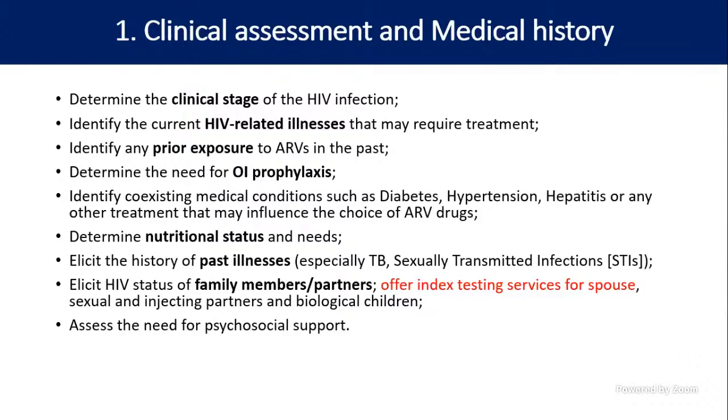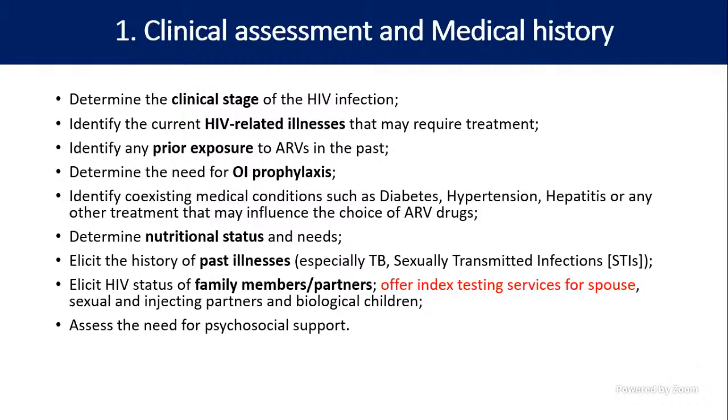Then we also have to understand that not just giving ART, but also giving any prophylaxis for opportunistic infections becomes very important, so it is necessary to do a very thorough clinical examination. And so on for the nutritional status, past history and past illnesses, as I've already told.